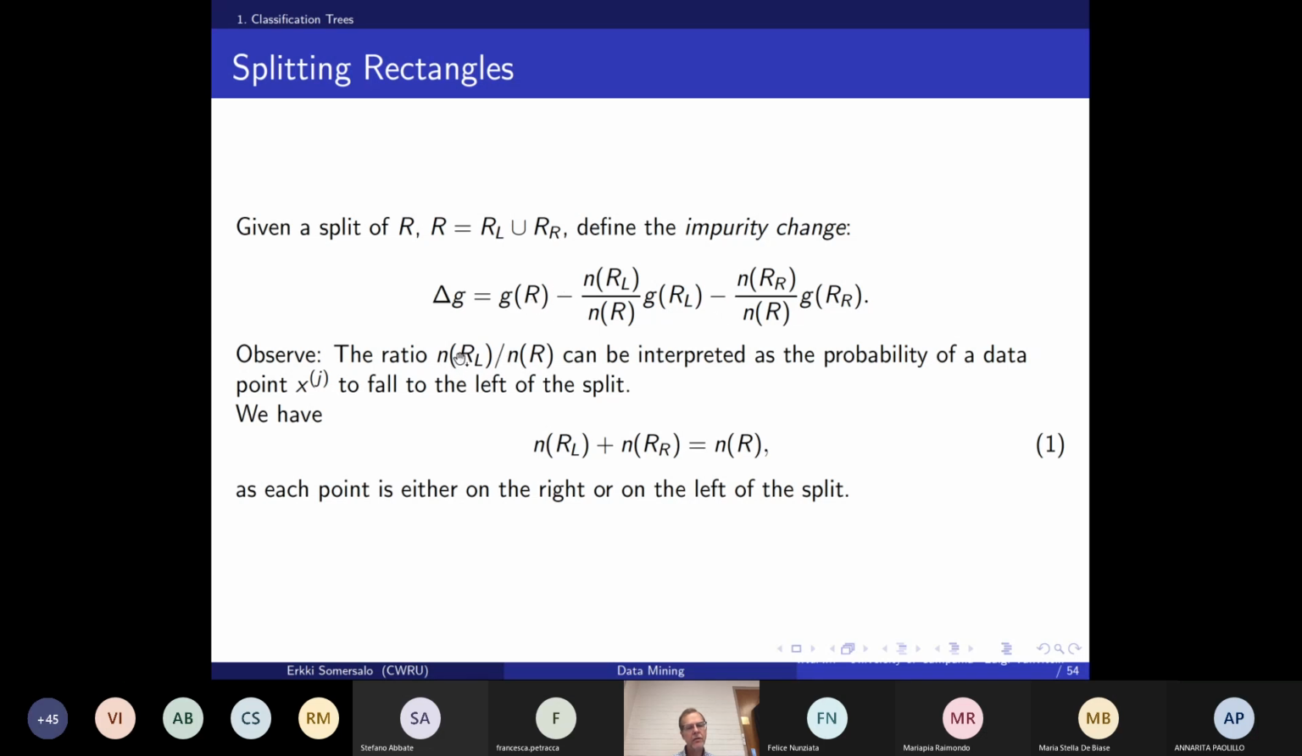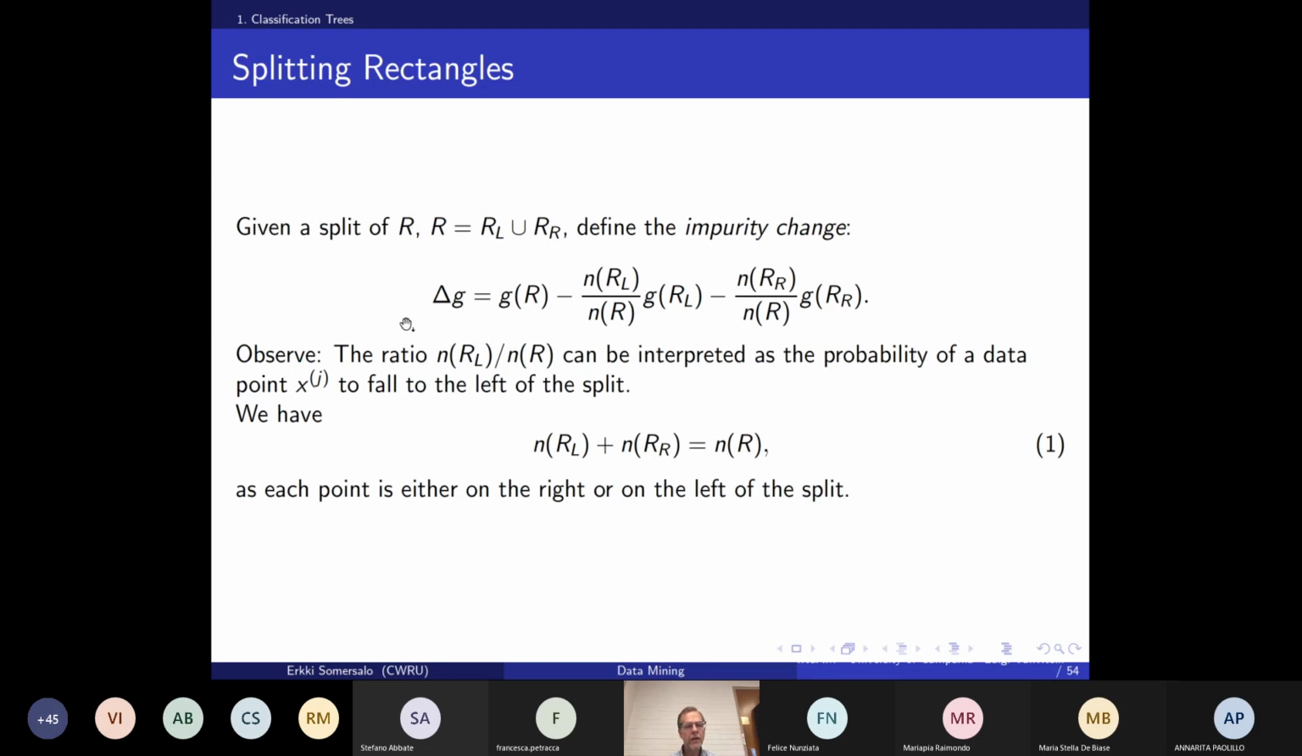So notice that the ratio NRL divided by NR, and NRR divided by NR, can be interpreted as the probability of the data points to fall to the left or the right of the split. So if you want to use this probabilistic interpretation, then this is the probability that you fall to the right or to the left. And the important thing, of course, is that the number of points on the left plus the number of points on the right equals the original number of points. So we don't lose any points here. They are either on the left or to the right of the split line.